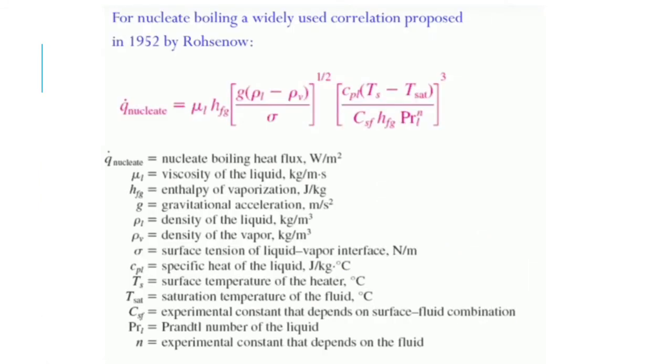Moving on. For nucleate boiling, a widely used correlation proposed in 1952 by Rohsenow, which is also known as the Rohsenow equation, is given as: nucleate boiling heat flux is viscosity of the liquid times enthalpy of vaporization, multiplied by gravitational acceleration times density of liquid minus density of vapor divided by surface tension of liquid-vapor interface, raised to power half, times specific heat of liquid times the difference of surface temperature of heater and fluid, divided by an experimental constant that depends on the surface-fluid combination times Prandtl number of the liquid raised to power of an experimental constant that depends on the fluid, the whole raised to power three.